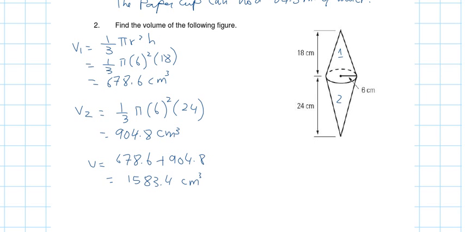Which is about 1.58 liter, right? Because every 1,000 mil is equal to 1 liter.